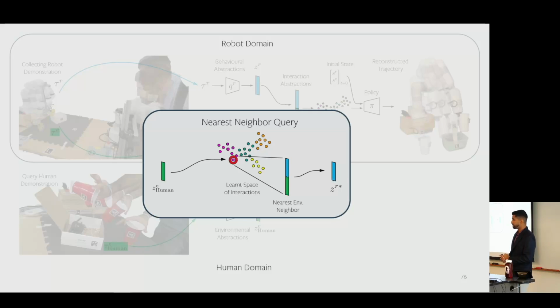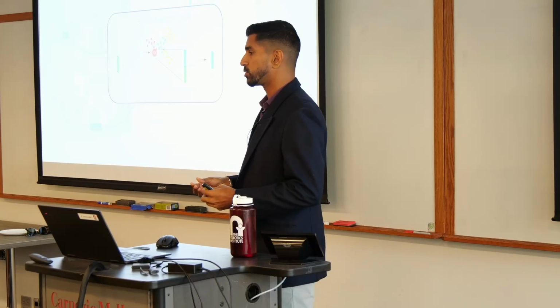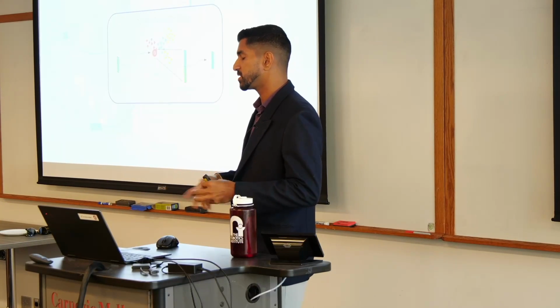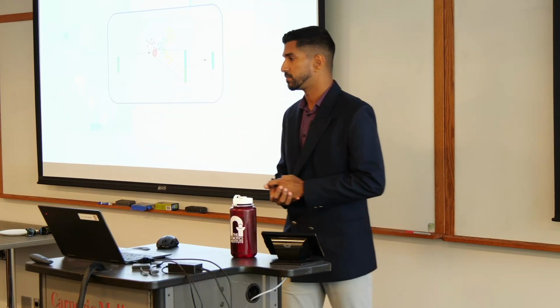So you're only using the green part to do the nearest neighbor lookup, is that right? Yeah. The idea being you only want to compare the environmental effects. You don't actually want to compare the agents themselves because they could be entirely different morphology.